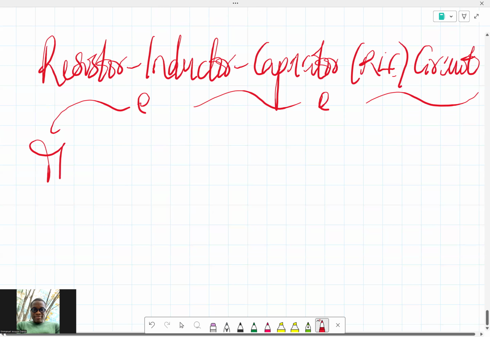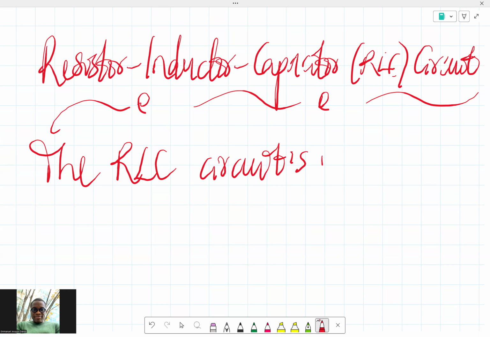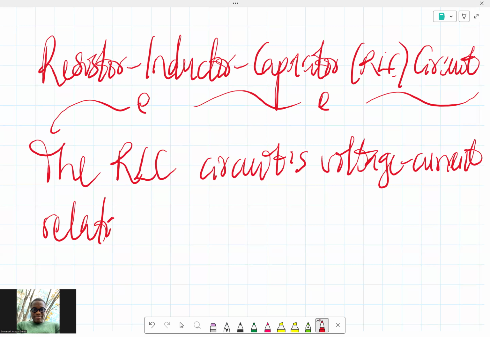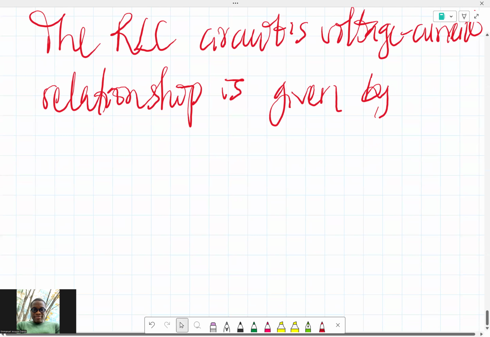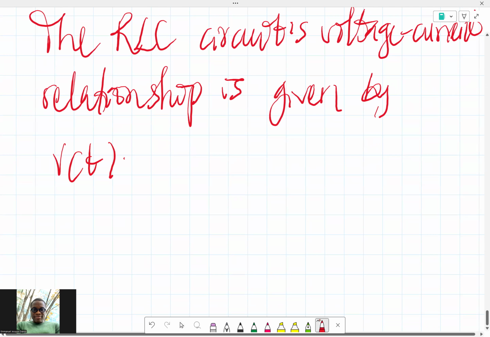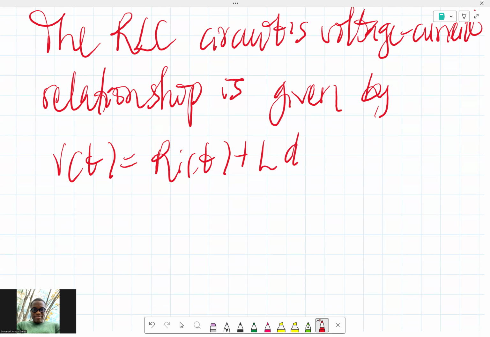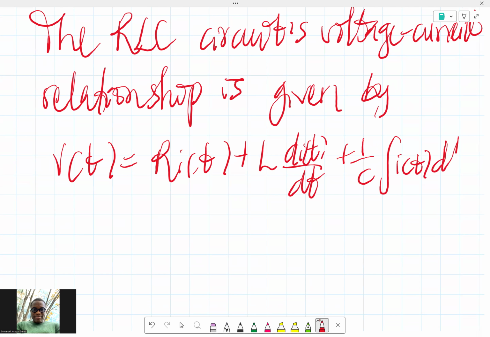So here, the RLC circuit's voltage current relationship is given by v(t) equals R i(t) plus L di(t)/dt plus 1 over C integral of i(t) dt.